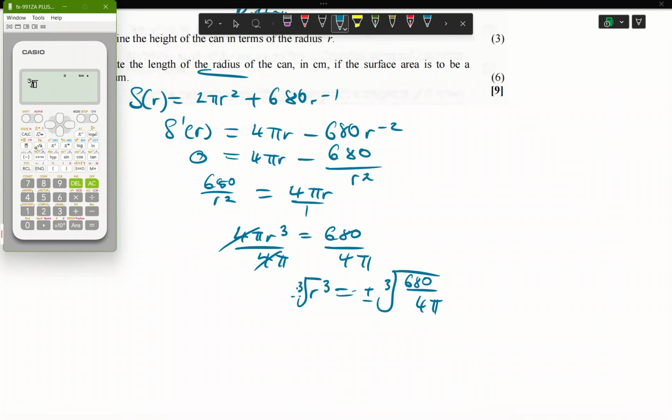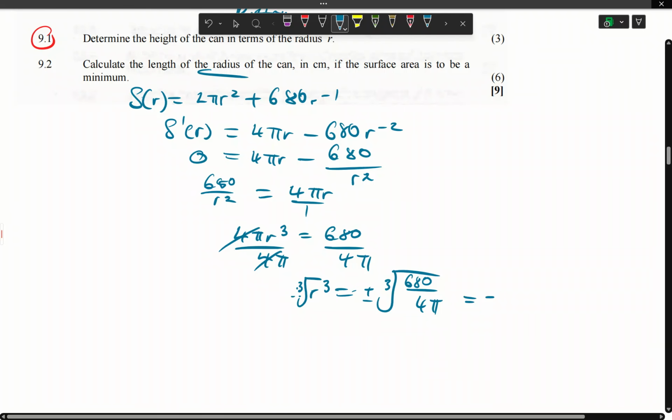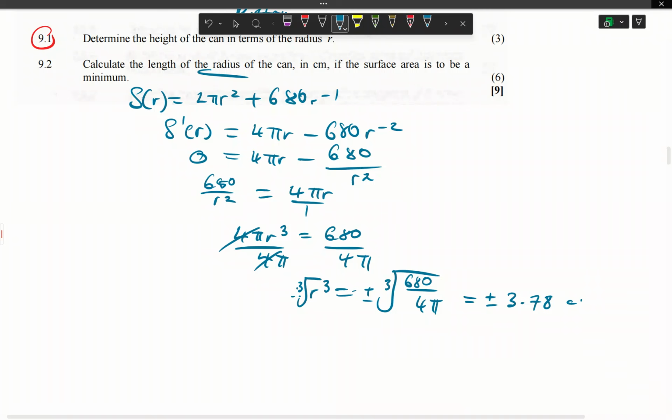So the cube root of 680 over 4 pi is about 3.78. So this is r equals 2 plus or minus 3.78 centimeters. Now we need to verify which one is the correct answer. Remember, draw our small table there. This is 0.